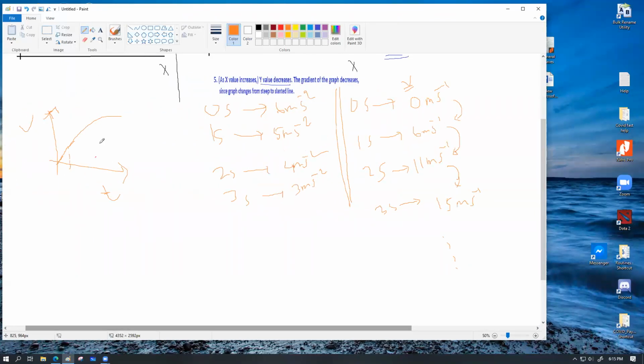So this graph means that as time goes by, the object's velocity is increasing, but the rate at which that increase is happening is becoming smaller. The object is accelerating, but it has a decreasing acceleration. It is speeding up, but the rate of speeding up is decreasing. So with decreasing acceleration, the acceleration decreases but the velocity increases.